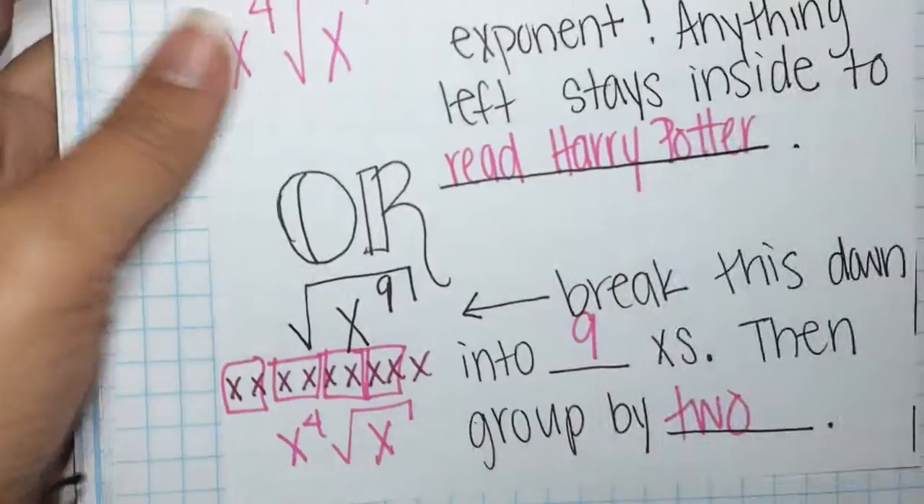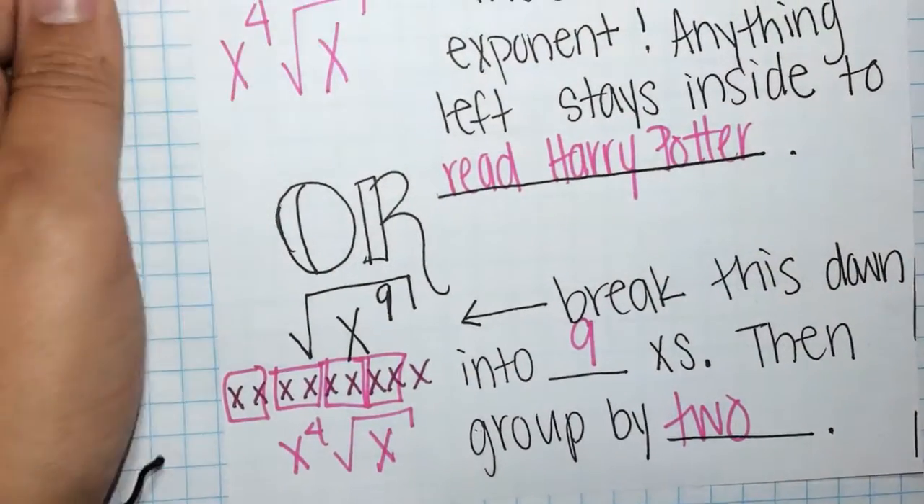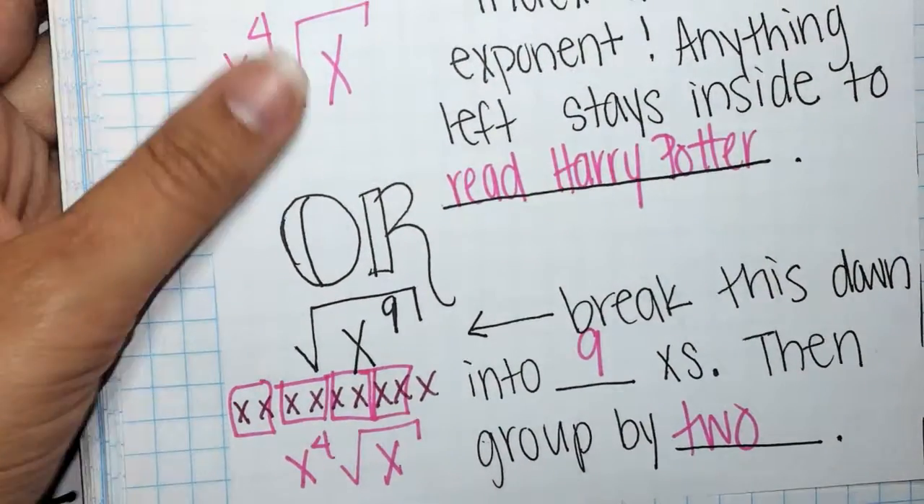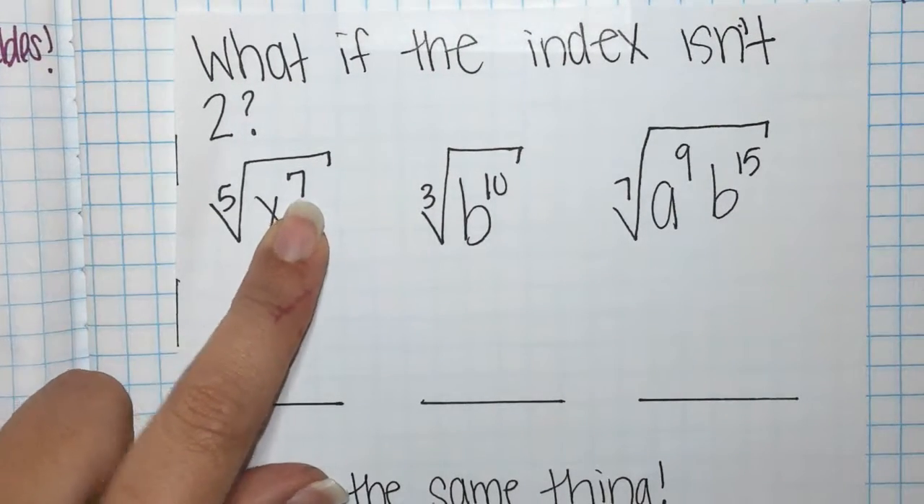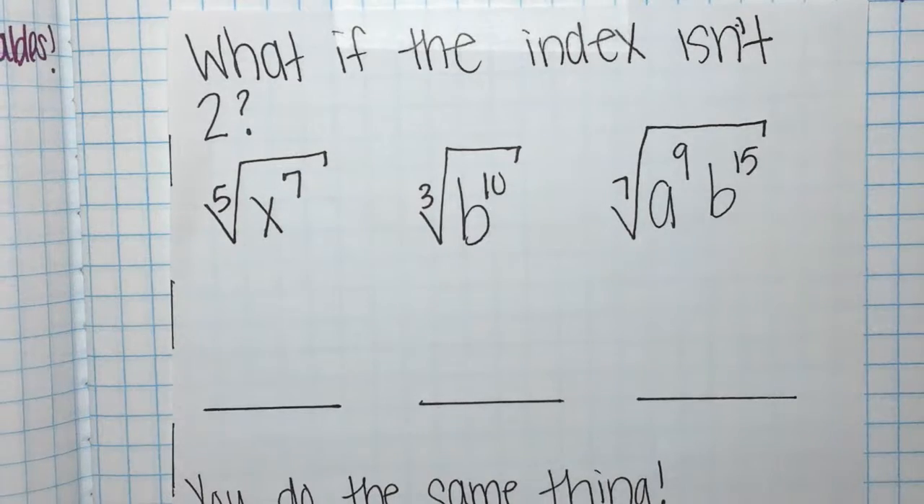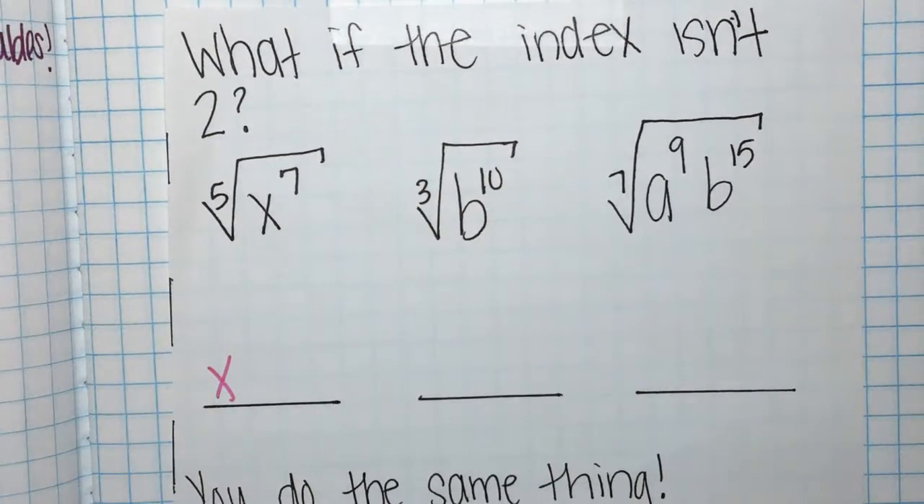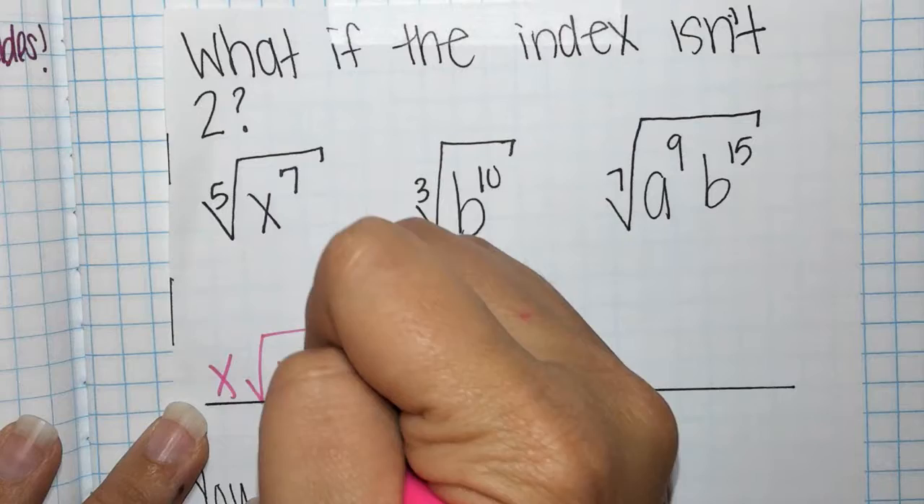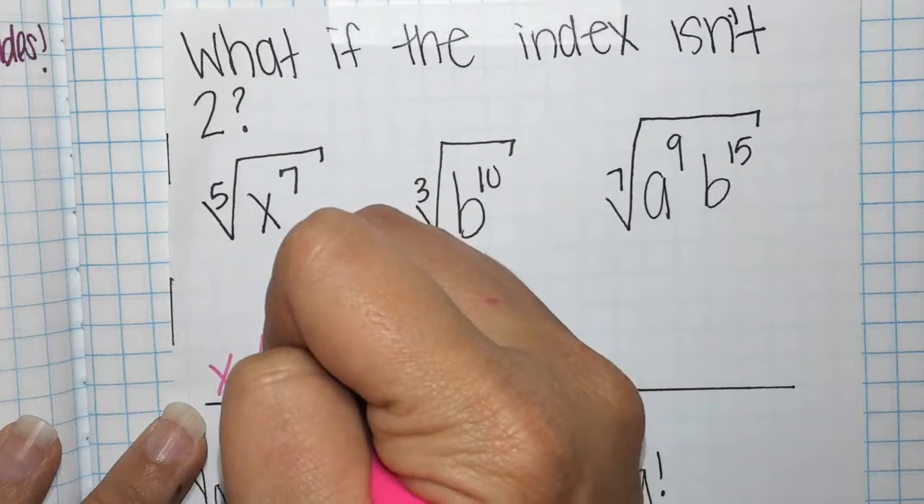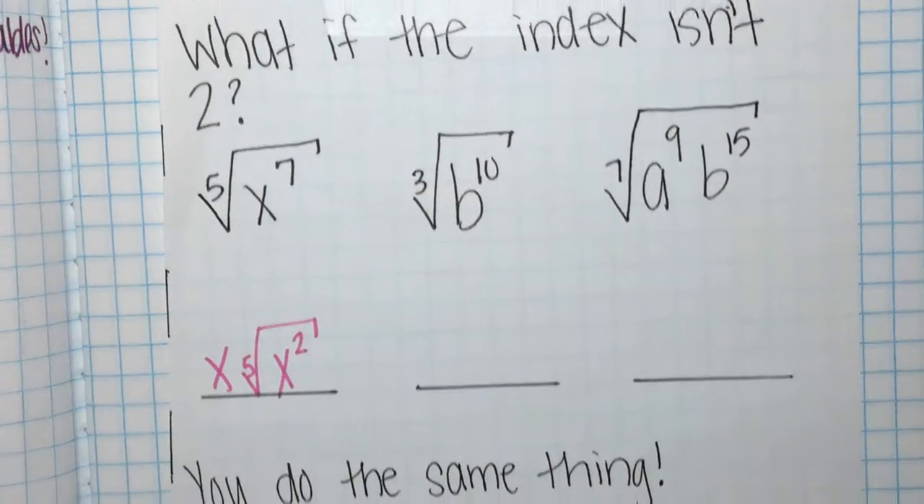All right. Does anybody have any questions? What's your question? Okay. So then what if the index isn't 2? So what you would do is you would divide 5 into 7. So how many times does 5 go into 7? 1 time, right? So we would have x, and then how many x's would be left over? 2. So x squared would be left over, and that 5 goes right there.